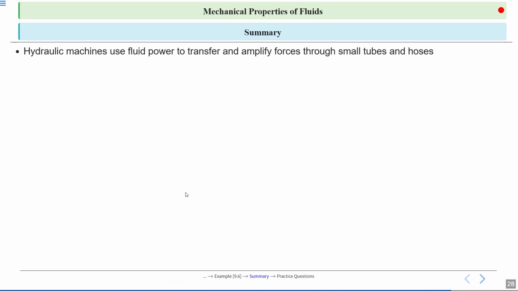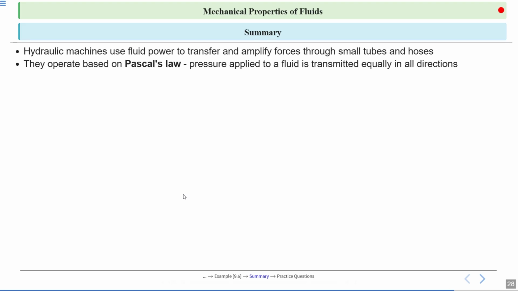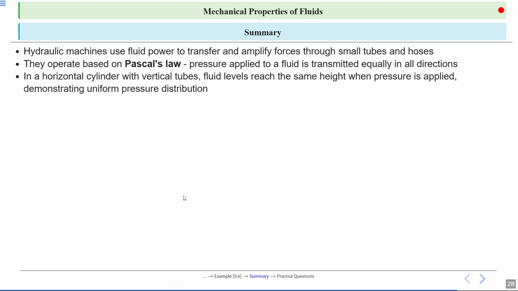Now let's summarize what we have learned in this lecture. We started with hydraulic machines and showed how hydraulic machines use fluid power to transfer and amplify forces through small tubes and hoses. They operate based on Pascal's law: pressure applied to a fluid is transmitted equally in all directions. In a horizontal cylinder with vertical tubes, fluid levels reach the same height when pressure is applied, demonstrating uniform pressure distribution.